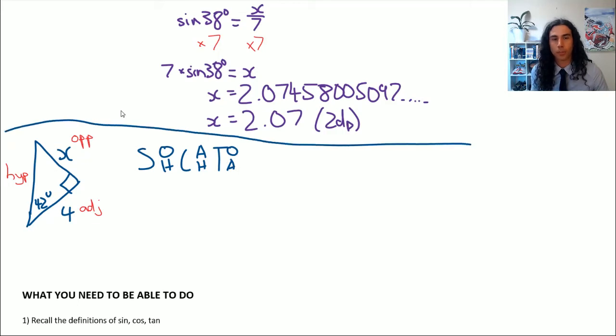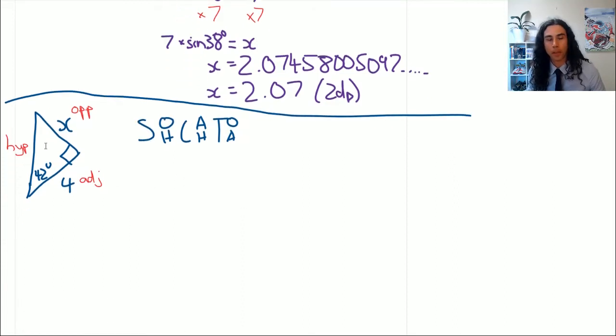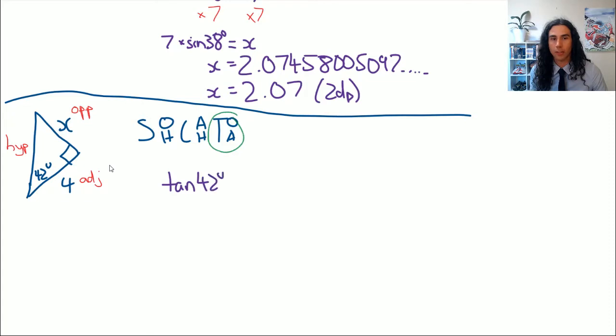New question. So, which one are we going to use here? Sine, cos, or tan? We don't know the hypotenuse and we don't care about it either. So it's opposite and adjacent. Which one has the O and the A? It's tan. So I'm going to write here: tan of 42 degrees is equal to opposite over adjacent. Then we substitute. Opposite is X. Adjacent is 4.